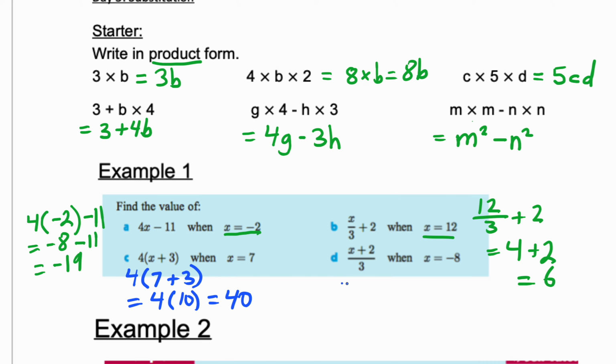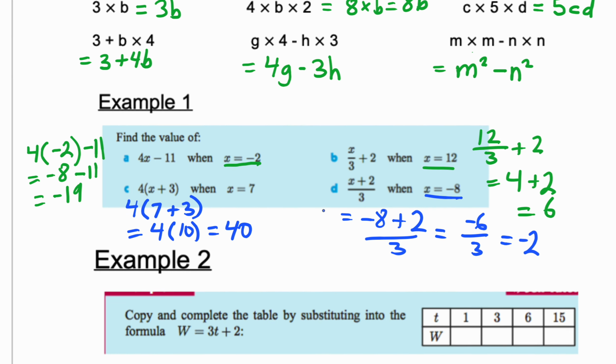Okay, in the next example, we've got x right here, and x is negative 8. So let's do negative 8 plus 2 over 3. That gives you in the numerator negative 6 divided by 3, which equals negative 2.